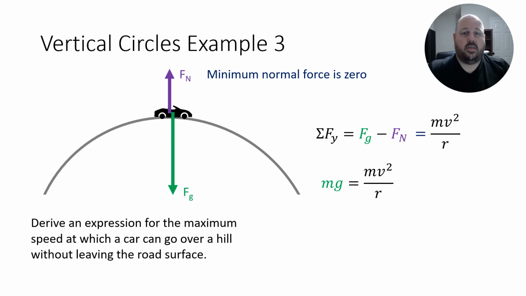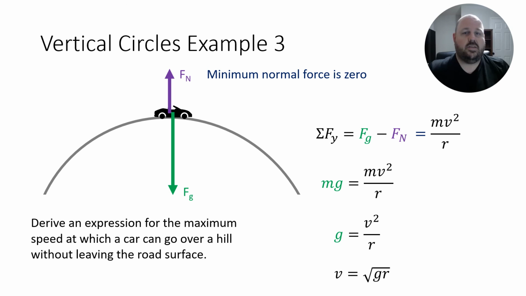Now, the smallest that the normal force can possibly be is 0. And so if I set the normal force equal to 0, I get mg equals mv squared over r. I can cancel out the m's, and then I can do some algebra and end up with v equals the square root of g times r. Notice that the bigger r gets, the bigger v gets. So if I'm designing a roadway and I've got hills on it, I need to be careful about how big a radius those hills have.